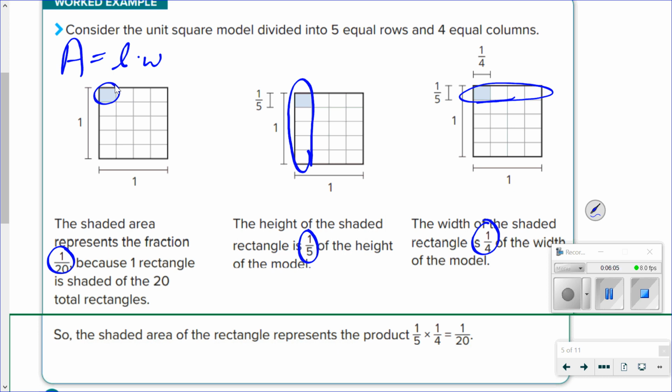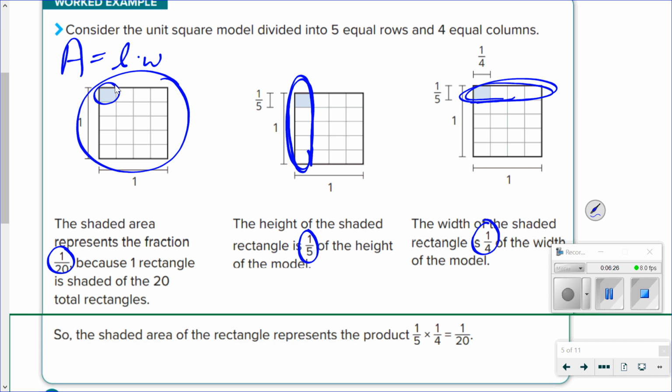Thank you for being honest. So we have one that's not seeing it. So if I look at the entire picture, I have 1 out of 20 blocks being shaded, correct? If I look at my length, the up-down, I have 1 out of 5 that is shaded, correct? If I look at my width, I have 1 out of 4 being shaded.